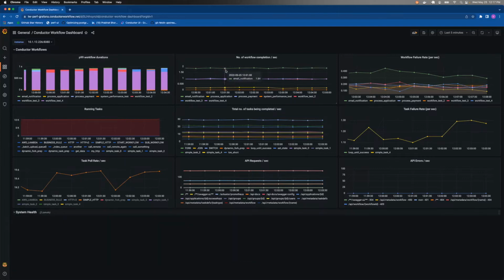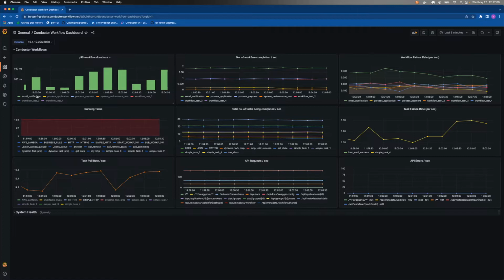What I want to focus more on is the operational aspect of Conductor, the features and powerful insights it can give you. Here I have an environment set up with a few workflows that are running. For example, I have some workflows around email notification, application processing, and payment processing. And what I can see is the P99 for a workflow duration. This is the time it takes for a workflow to get completed.